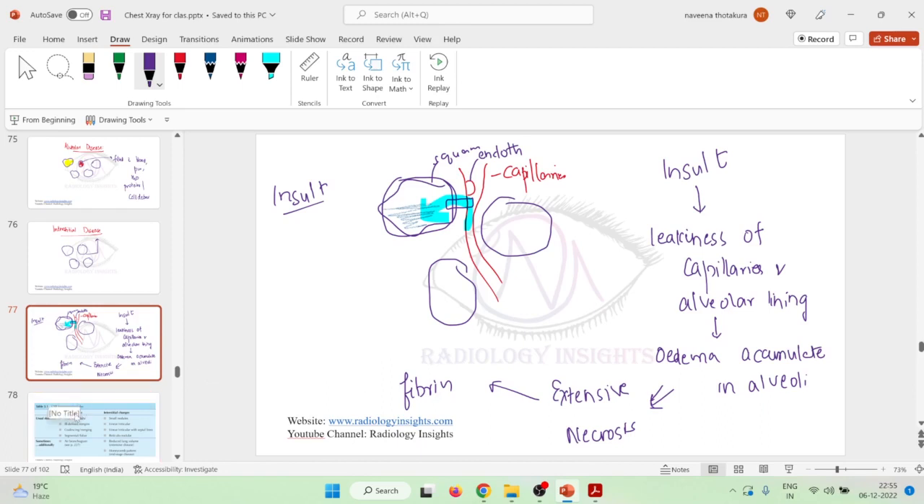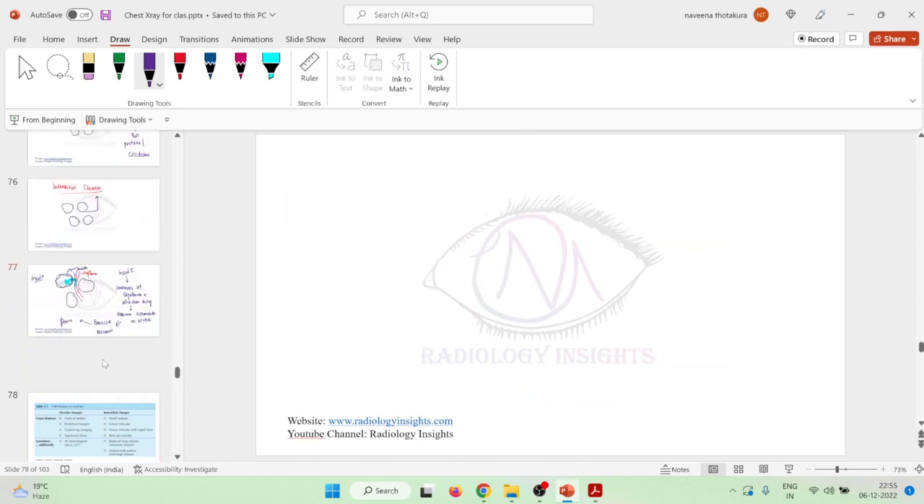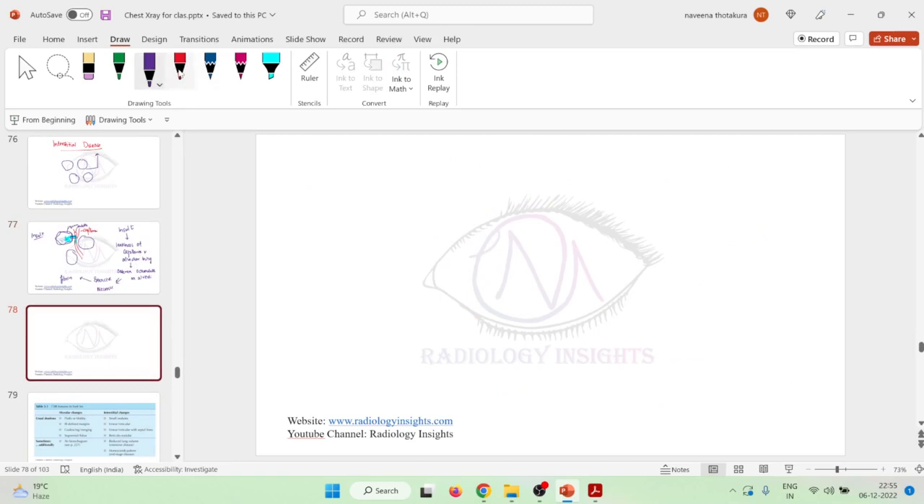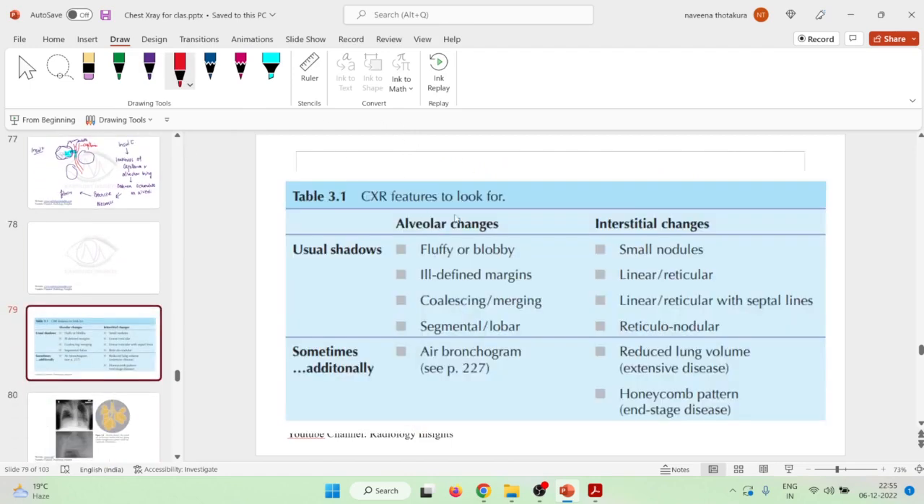So, next. On the chest X-ray, what are the differences between an interstitial disease versus alveolar disease? On chest X-ray, in alveolar disease, we see fluffy and blobby changes, and they are ill-defined. The changes can be coalescing or merging, and they are seen either in a segment or lobe. Sometimes an air bronchogram is seen in alveolar changes.